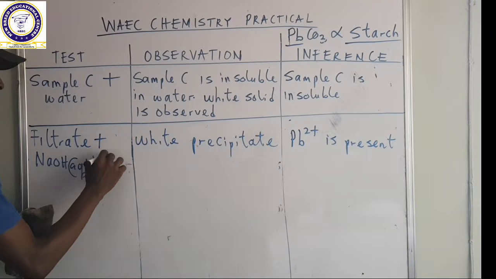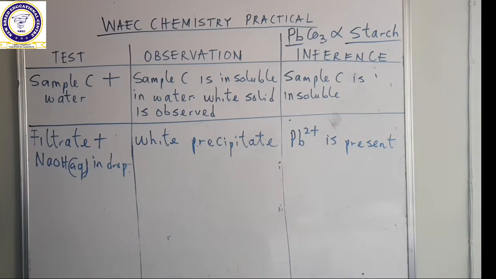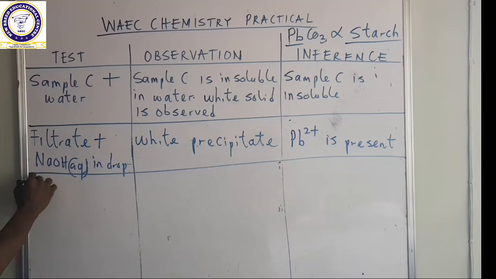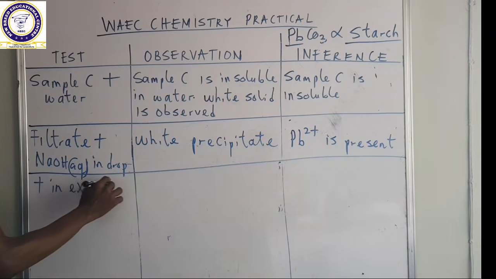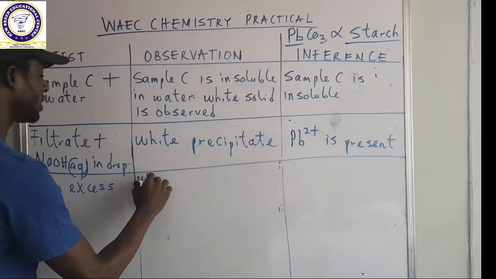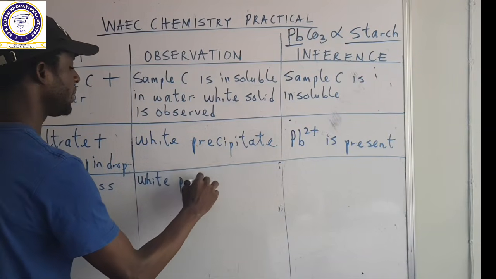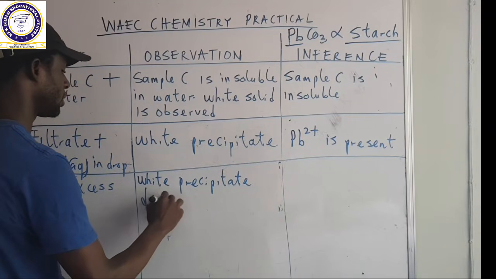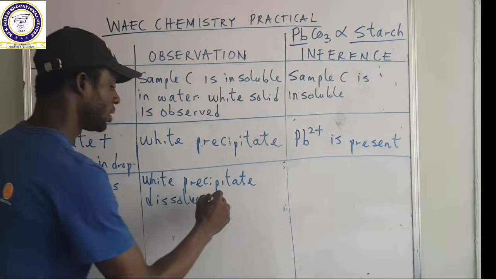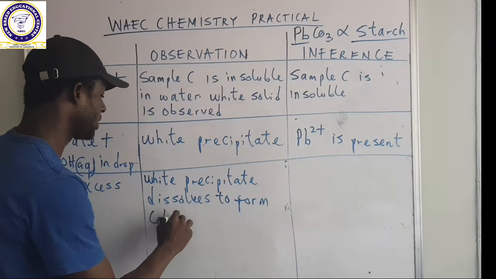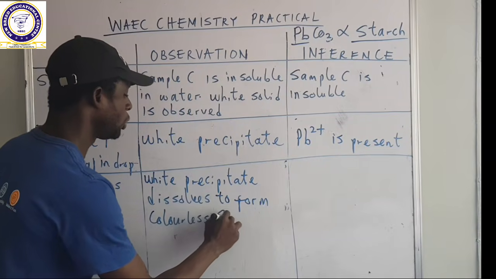That is in drops. Then when you add in excess, don't forget to write it: plus in excess. If you add in excess, the white precipitate is going to dissolve. Then we have: white precipitate dissolves to form colorless solution.